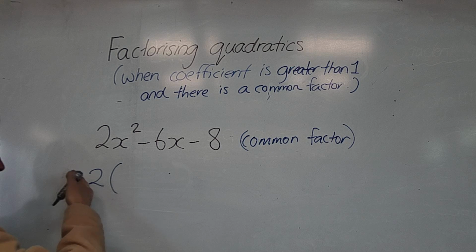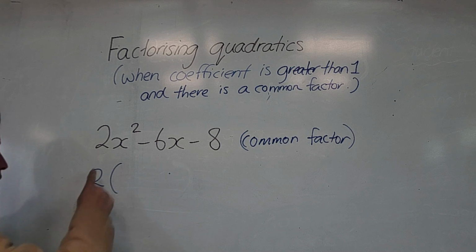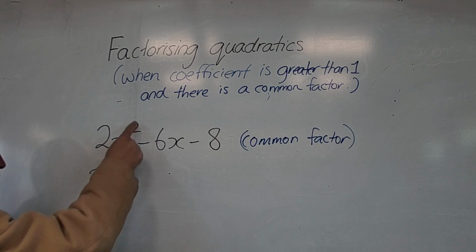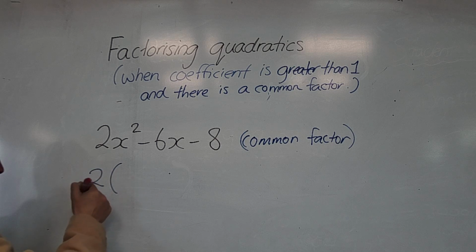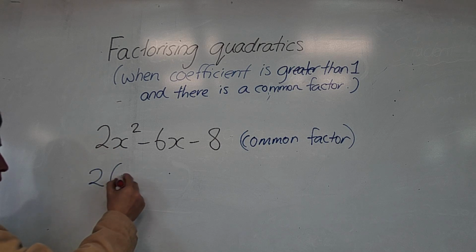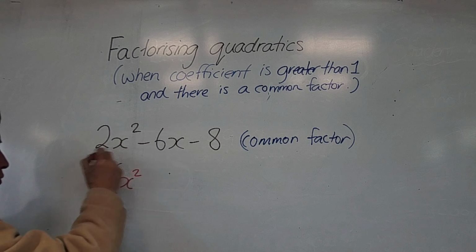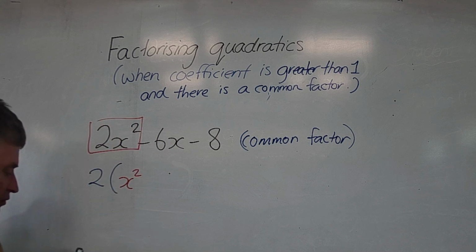So I separate it, put it on the outside, I've taken out the common factor, and now I'm going to multiply by 2 the first term to get this value. So I need to ask, what multiplies by 2 to get this? It will be x squared. So 2 times x squared gets me my first term. Okay, first term, 2 times x squared gives me 2x squared.